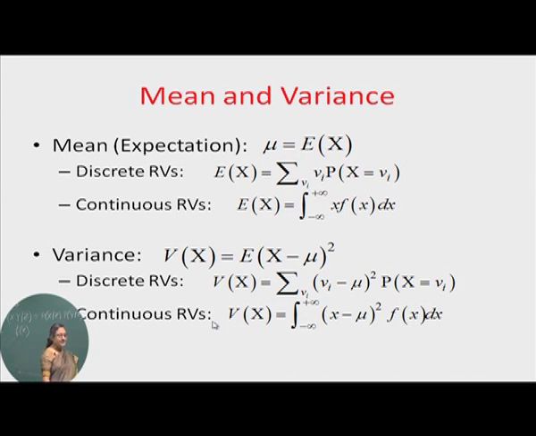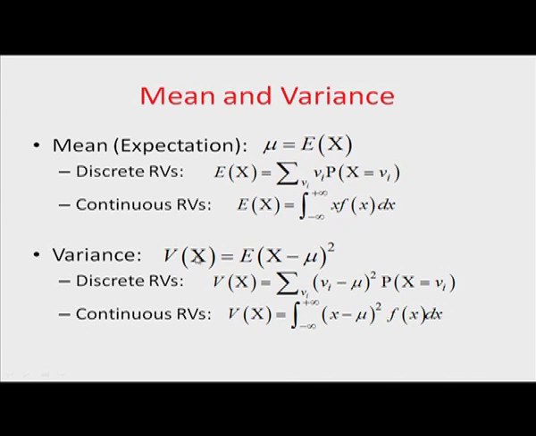Lastly, very last, what is mean and variance? The mean or expectation of a random variable is the average value of the random variable. For discrete random variables, the expectation of x is given by the sum over nu i, where nu i are the different values of the random variable, of nu i times the probability that x equals nu i. And for a continuous random variable, it is the integral from minus infinity to infinity of x fx dx.